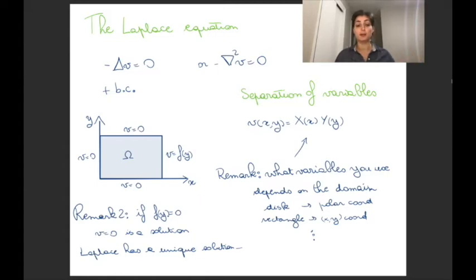Second remark, if we have 0 boundary conditions everywhere, then V equal to 0 is a solution, and the Laplace equation has a unique solution, so that is the only solution you should be looking for. So that's why for the heat equation, we started with 0 boundary conditions, while for the Laplace equation, we already start with at least one non-zero boundary condition.